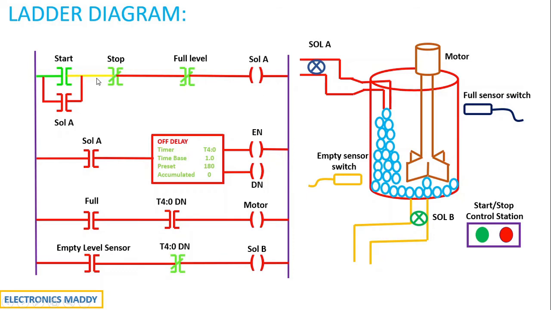The rung gets energized. As this is short circuited initially, the solenoid A gets activated. So this is exactly according to our requirement, isn't it? Once the start is pressed, the solenoid should be activated. So the solenoid is activated, and the same solenoid A is used here according to the concept of latching.